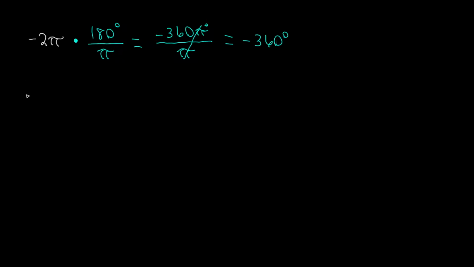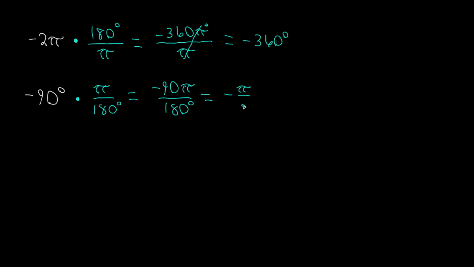What if we're given negative 90 degrees and asked to convert it to pi? We multiply it by what we want over what we want to get rid of. So we're left with negative 90 pi over 180 degrees, which is the same as saying negative pi over 2, because it's 1/2 pi.